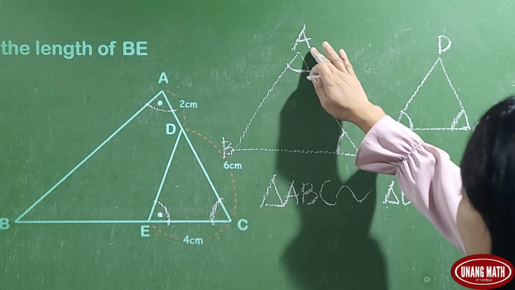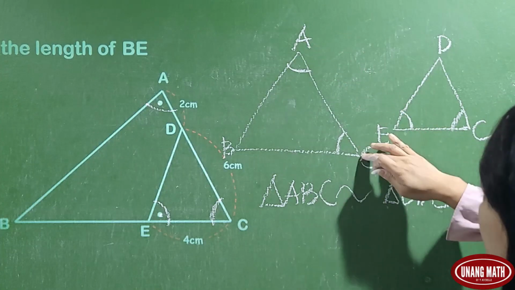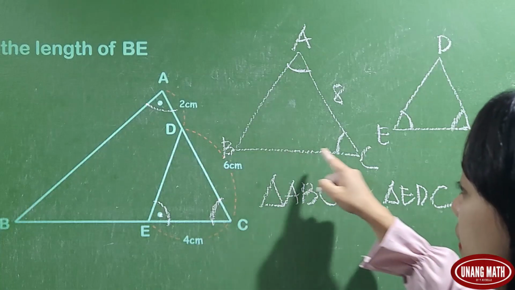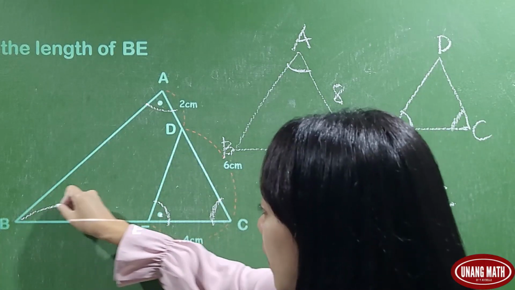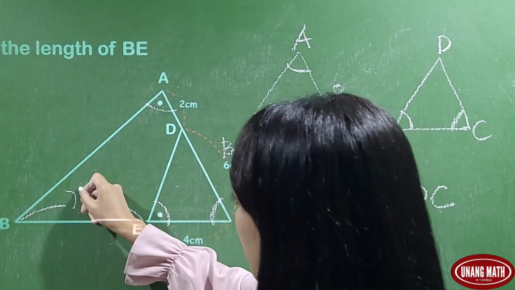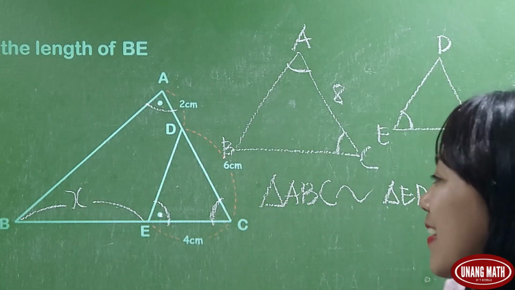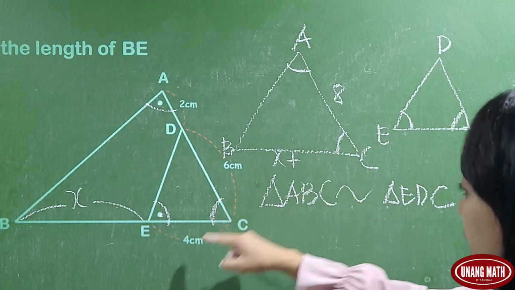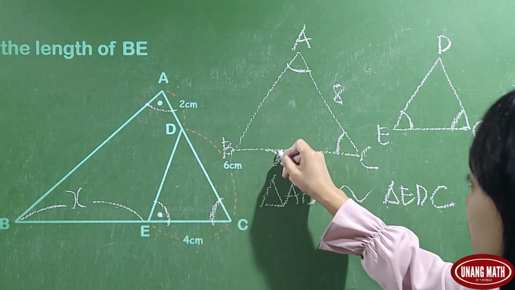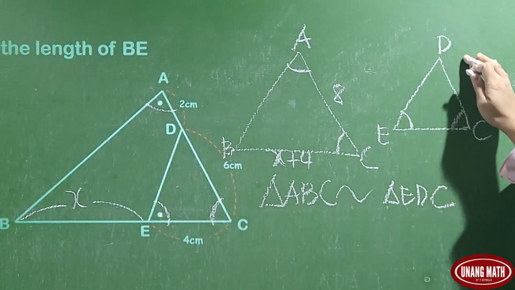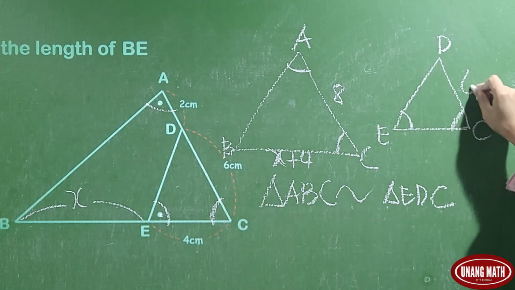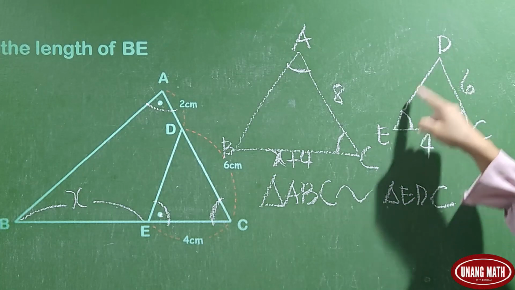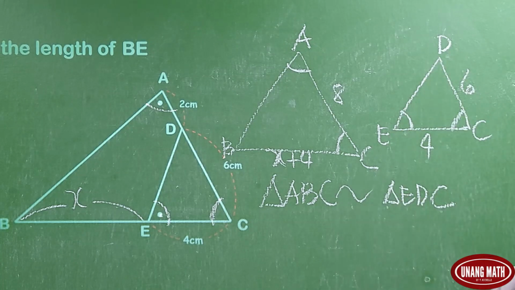Okay, let's indicate the measure of these sides. AC is 2 plus 6, so this is 8. BE is actually the one we're looking for, so let's say this is x. So it means BC is x plus 4 centimeters. What about here? DC is 6 and this is 4 centimeters. Okay, we actually don't know this side.